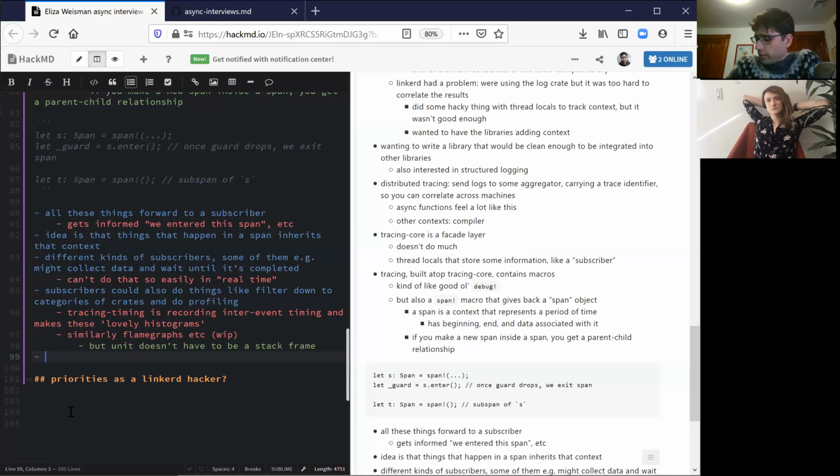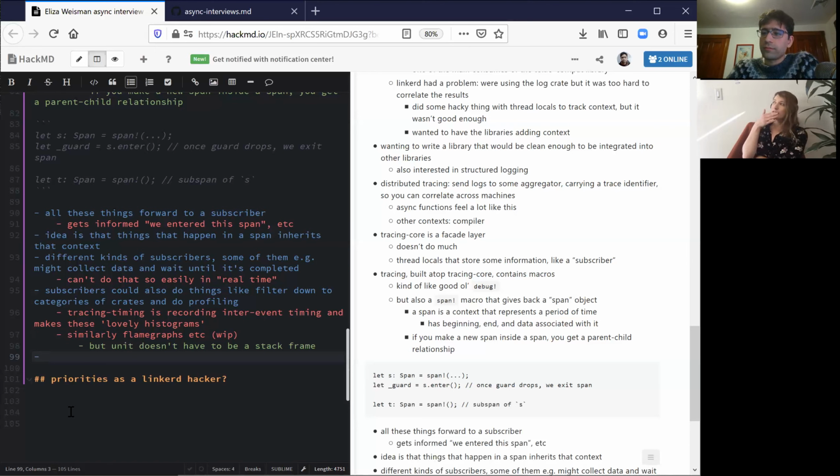Let's take Rayon as an example. Because Rayon starts other threads and moves your work around, and you could imagine wanting to correlate across that. Would the idea be that Rayon could depend, maybe optionally, on tracing and somehow inform tracing about this movement? Yeah, exactly.